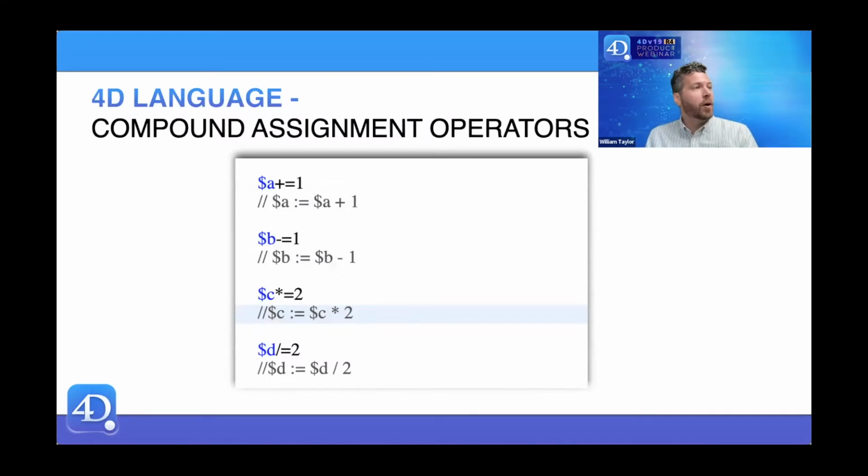Now 4D also allows you a new way to do your simple arithmetic. Rather than writing A equals A plus 1, you can write A plus equals 1. This may be something that you don't necessarily care about as a seasoned 4D developer, and you can always do your arithmetic the way you want to do it. This is particularly interesting for new developers coming to 4D, as this is a syntax that many developers are used to from many other languages. So it helps bridge the gap with new developers.